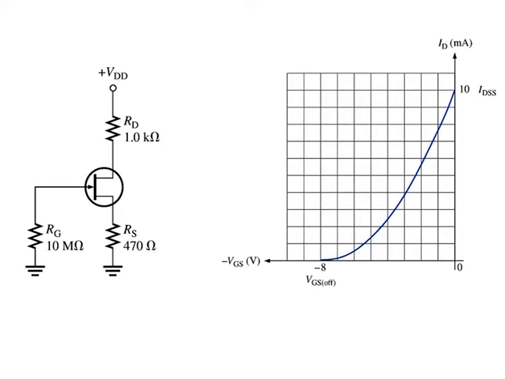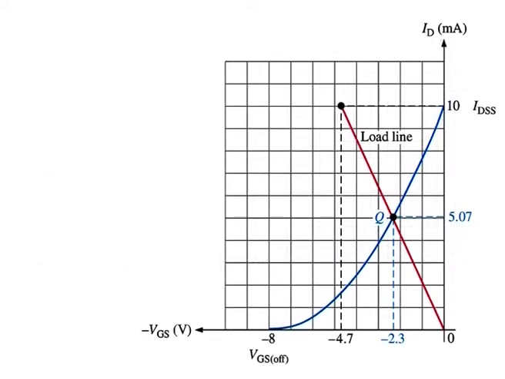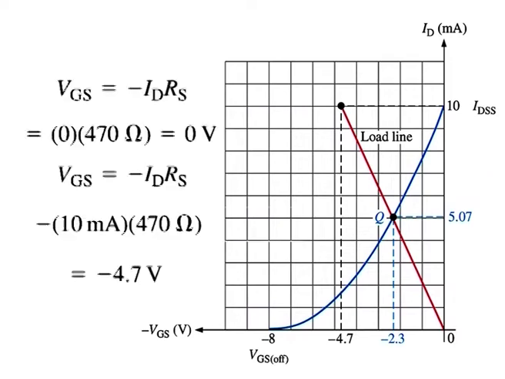To determine the Q point of the circuit, a self-biased DC load line is established on the graph as follows. First, calculate VGS when ID is equal to 0. VGS is equal to minus ID into Rs, and substituting the values, we get VGS equal to 0 volts. This establishes a point at the origin on the graph.